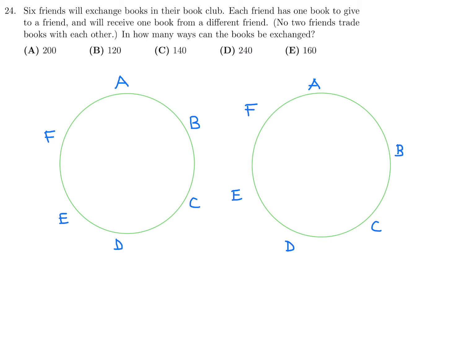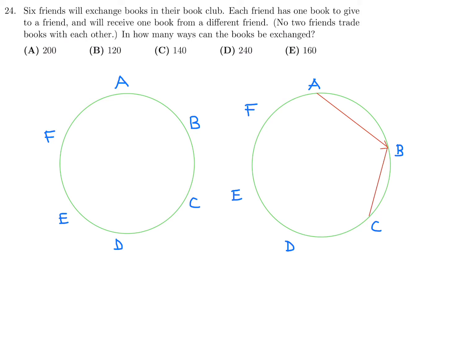Okay. So let's start with, I don't know which one is easier. It doesn't really matter, but let's just start with the one on the right. Now, in that circle, I have to somehow satisfy the conditions of the question. So let's start off. A is going to give a book to B. But then A has to receive a book from somebody, but he cannot receive it from B because no 2 friends trade books with each other.